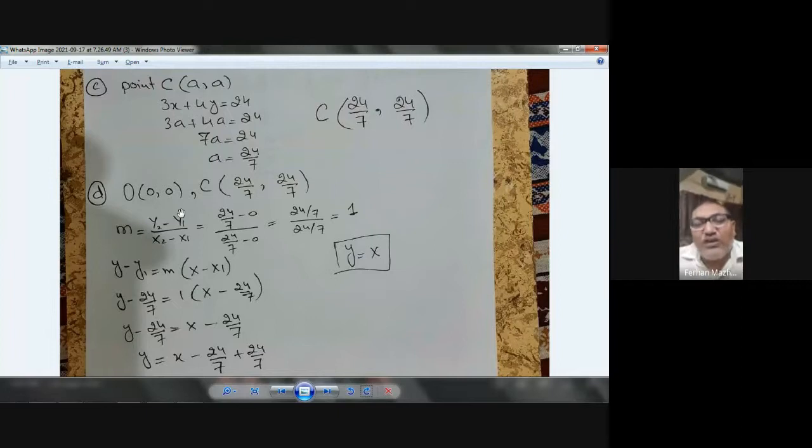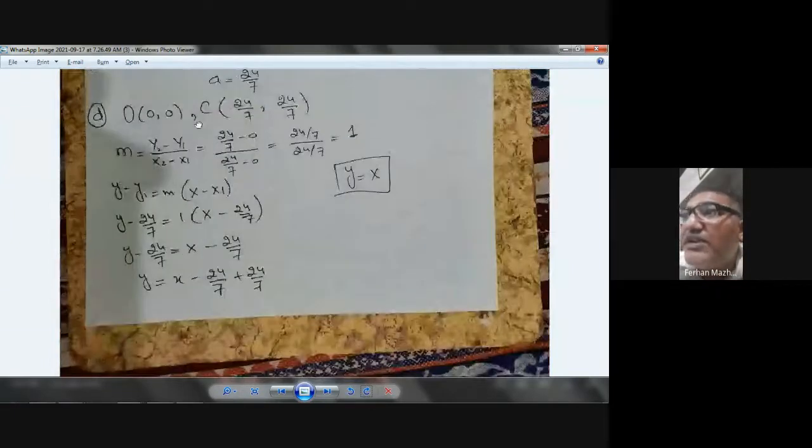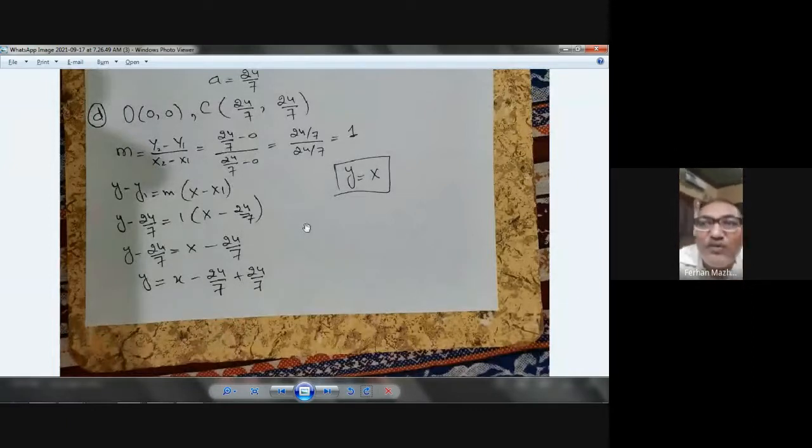If you want to find the equation of OC, I know the coordinates of the origin O, that is 0 comma 0. The coordinates of C are also known to us, that is 24 by 7 comma 24 by 7. First of all, I will find the gradient of OC. The gradient m is equal to y2 minus y1 divided by x2 minus x1. So you will have 24 by 7 minus 0 divided by 24 by 7 minus 0. They will be cancelled, so the gradient will be 1.